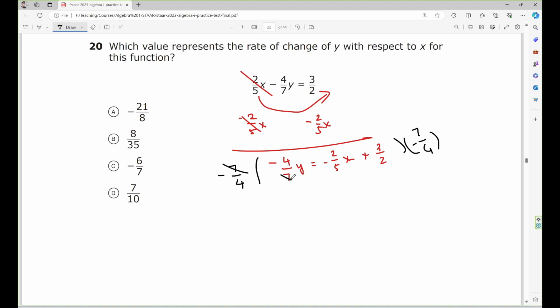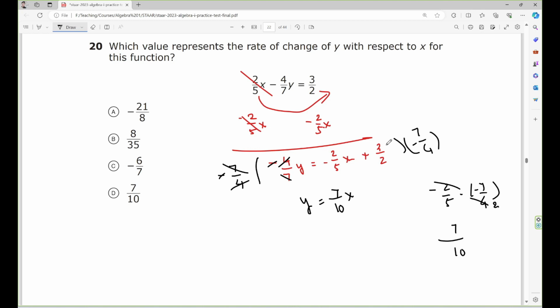So this and this cancel out, this and this cancel out. So y equal, now, negative 2 over 5 times negative 7 over 4. Put it on the side right here. Okay, 2 and 4 right here cancel out. We have 2 right here. So negative 1 times negative 7 is going to be 7. 7 over 5 times 2 it could be 10. So it's 7 over 10 s.